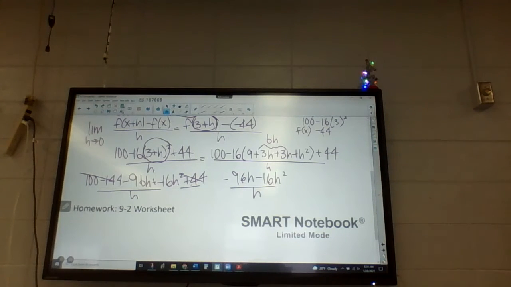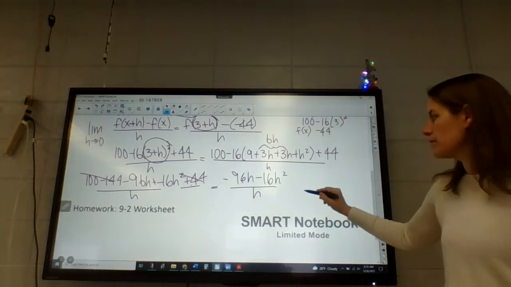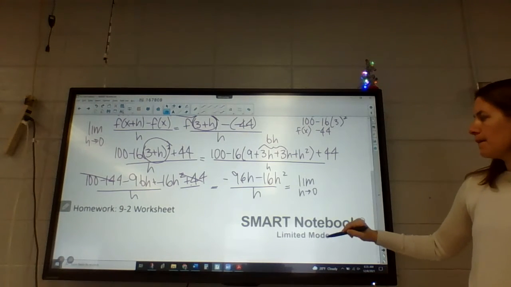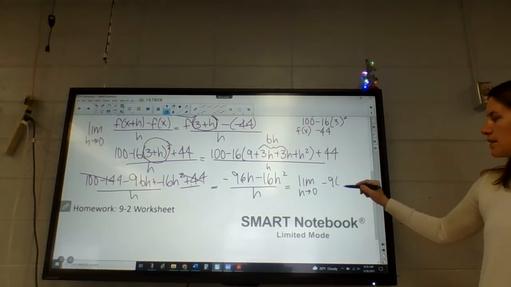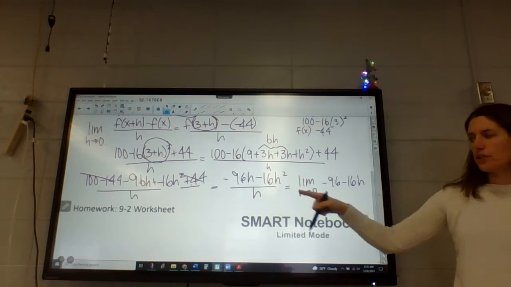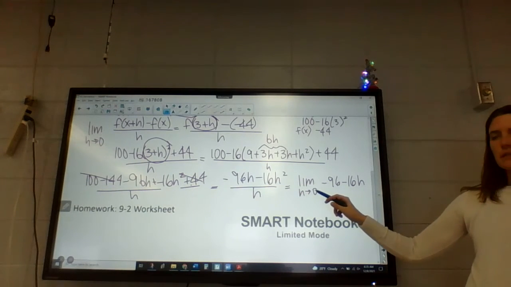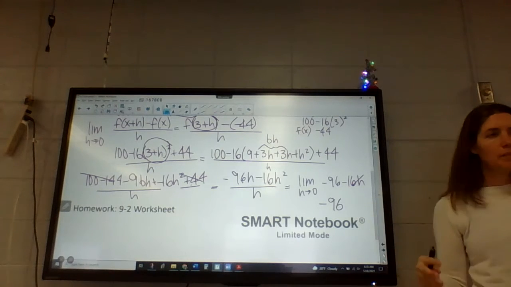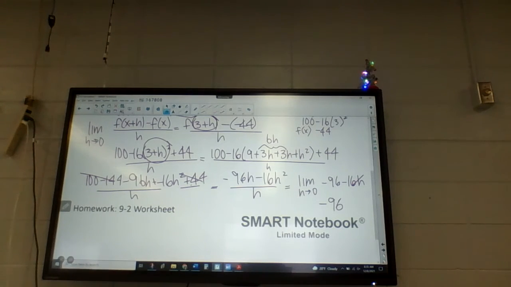So these are all over h. So I can divide that h out of each of those. So I'm left with, again, I'm going to write that limit back in here. So this is going to be a negative 96 minus 16h, because we divided each of those by h. Now as this approaches 0, what's going to happen to this negative 16h? As h goes to 0, this is going to go to 0 as well. So this is going to kind of go away, and so it's going to end up approaching negative 96.